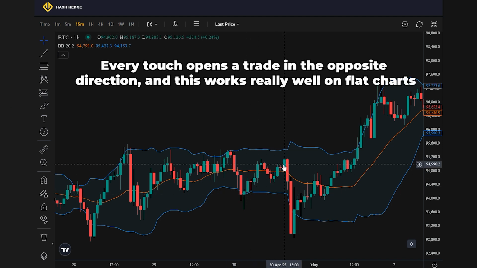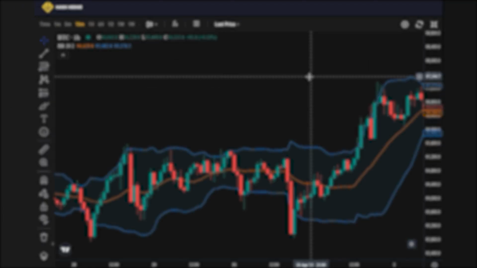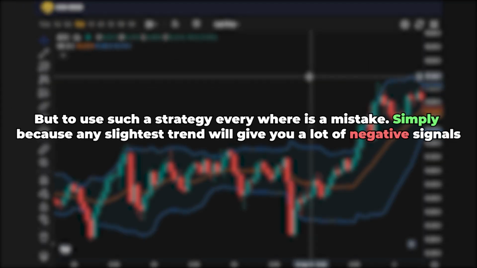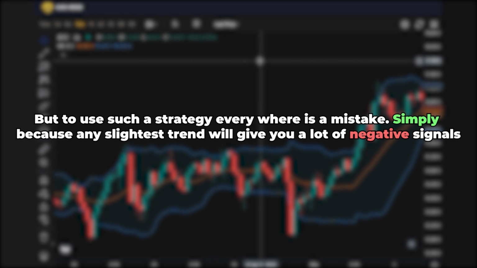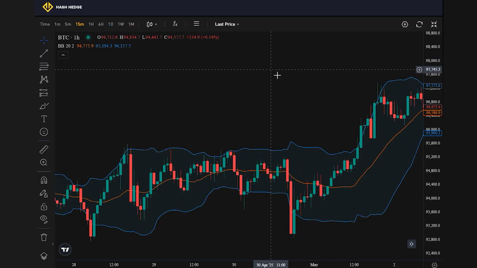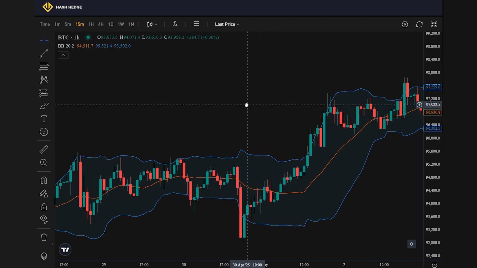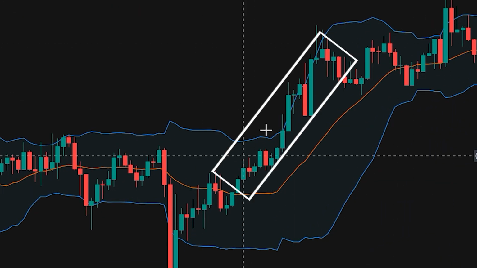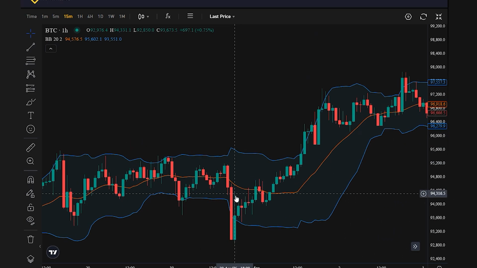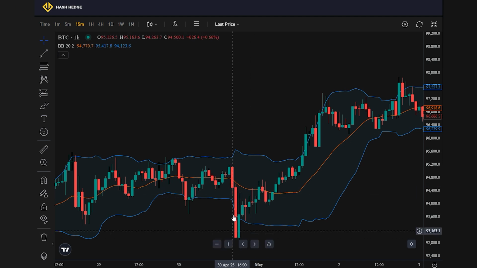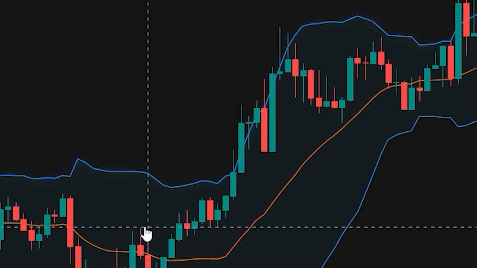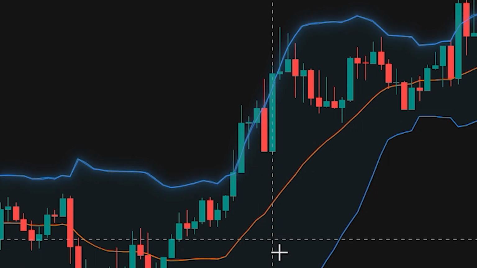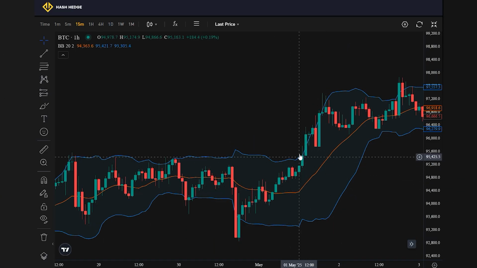Every touch opens a trade in the opposite direction, and this works really well on flat charts. But to use such a strategy everywhere is a mistake, simply because any slightest trend will give you a lot of negative signals. We can literally see this if we swipe the graph a little to the right. Here we got a medium-term trend, not that long a trend. But if we were trading on the Bollinger channel, just on bounces from the boundaries, then here we would have to open a trade down. That is, since we have a touch, we should open a trade down.